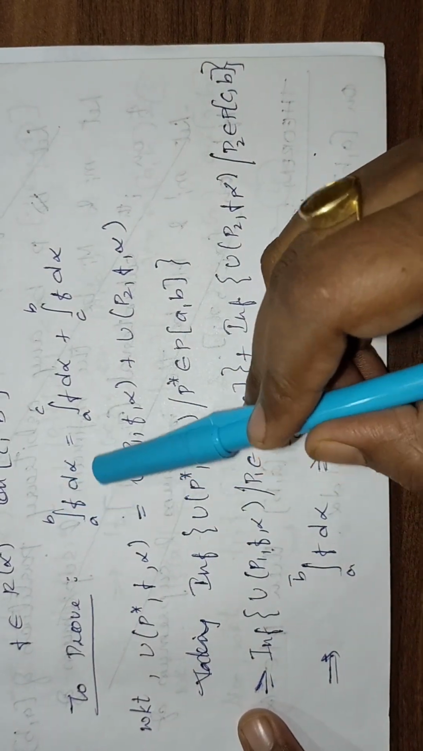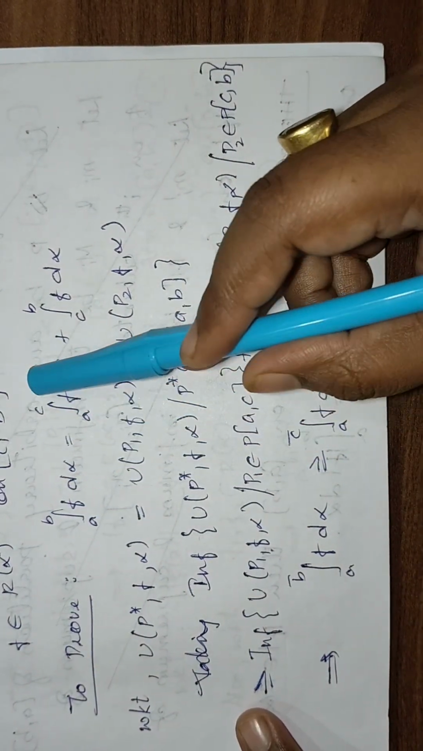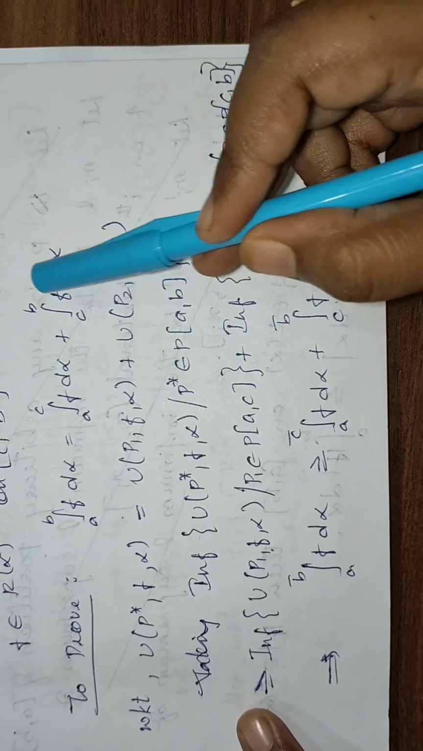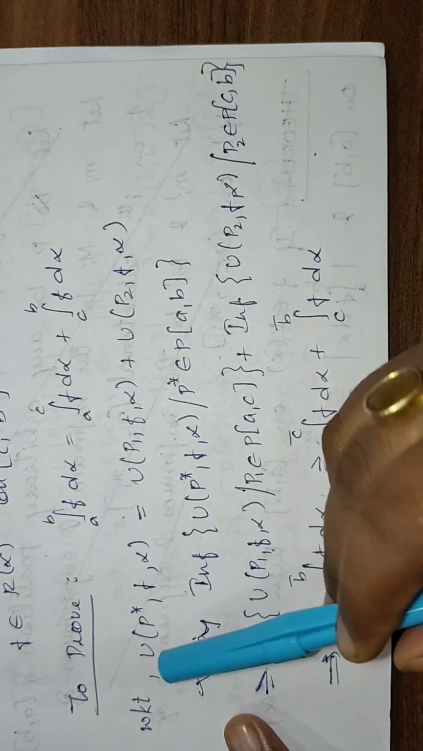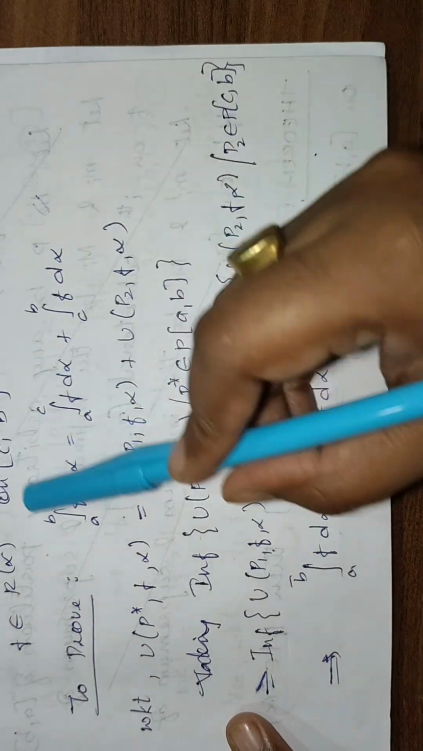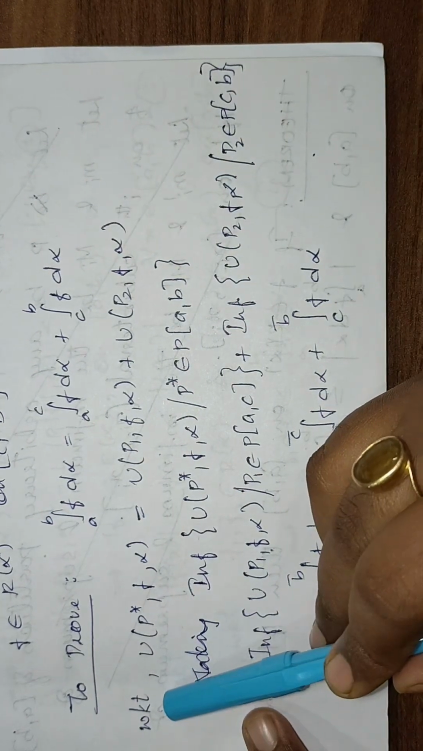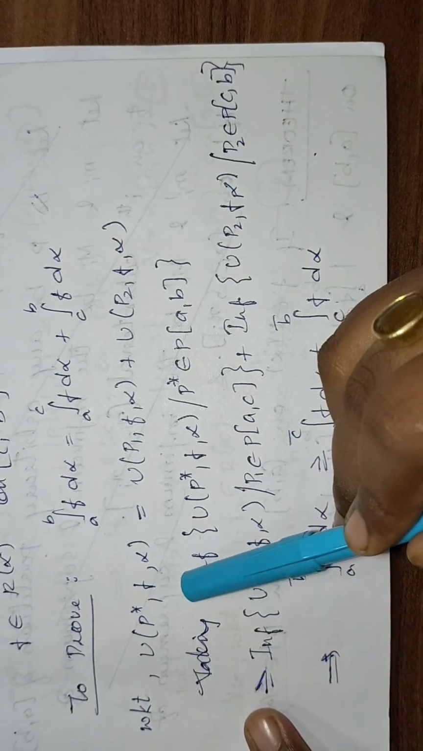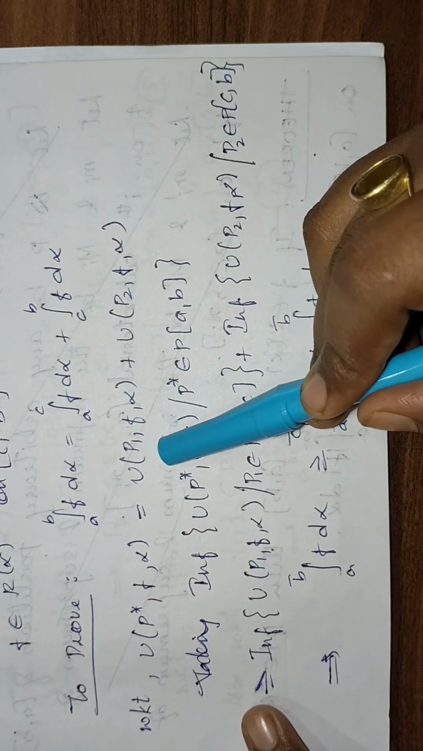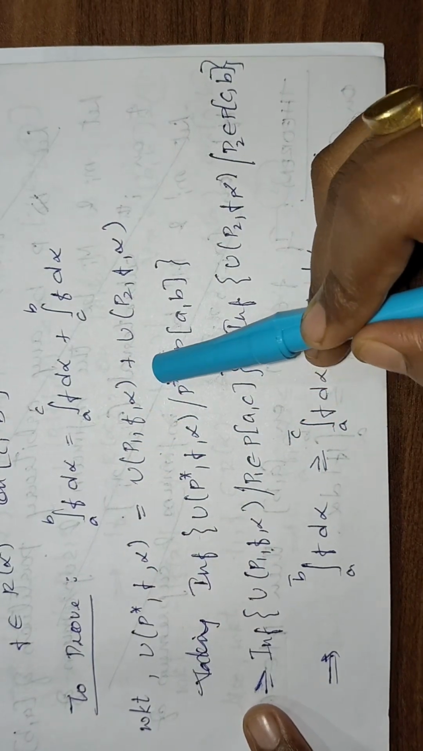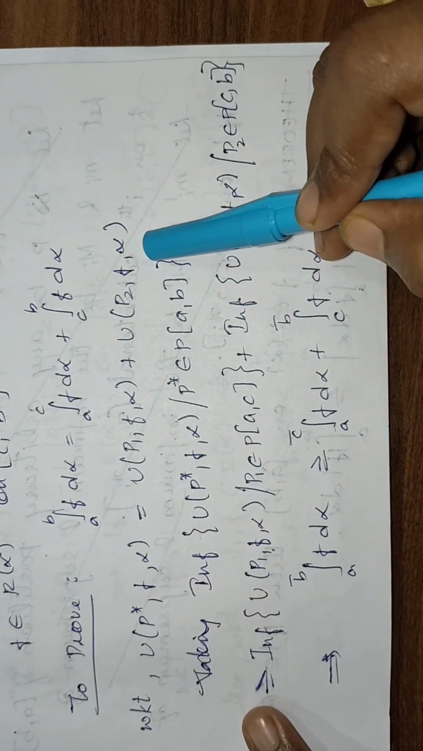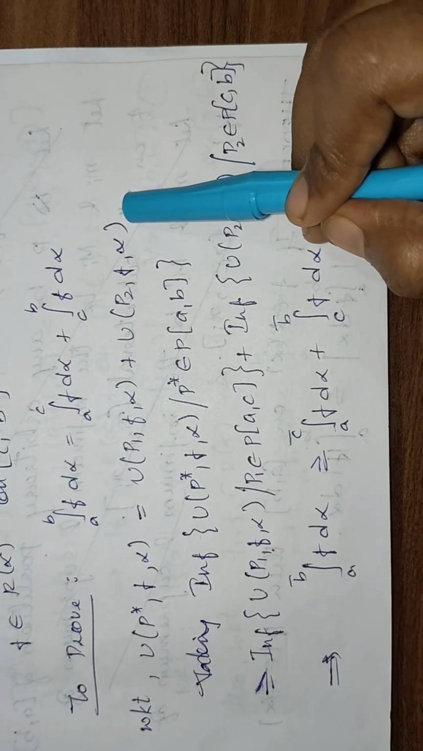The integral from a to b of f d alpha is equal to the integral from a to c of f d alpha plus the integral from c to b of f d alpha. See, actually this is what we need to prove. We know that U of p star, f, alpha is equal to U of p1, f, alpha plus U of p2, f, alpha. This is by equation 3.